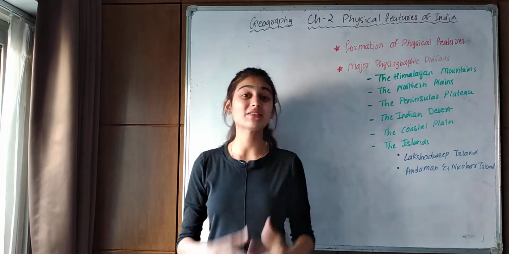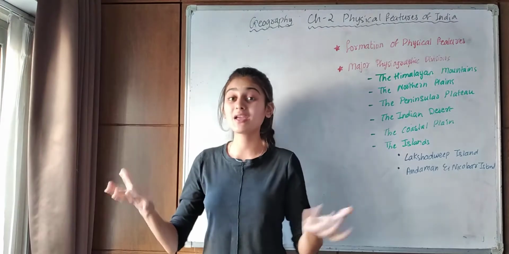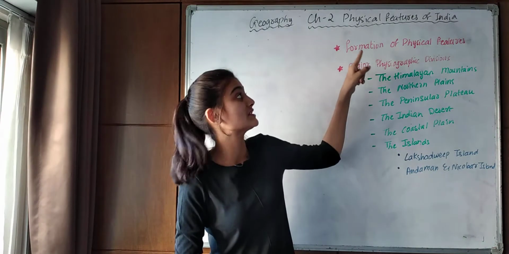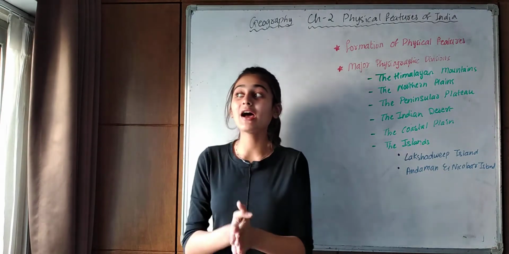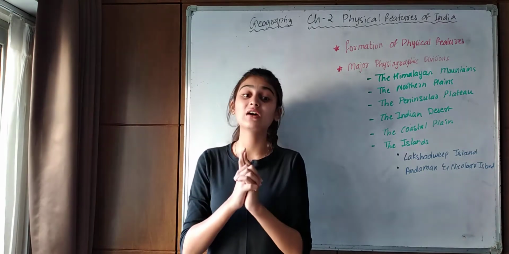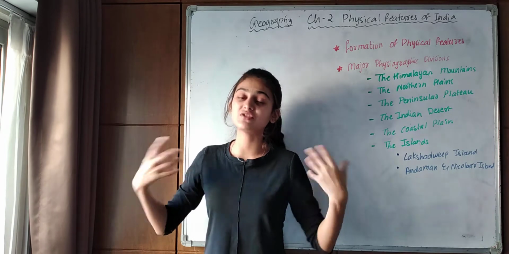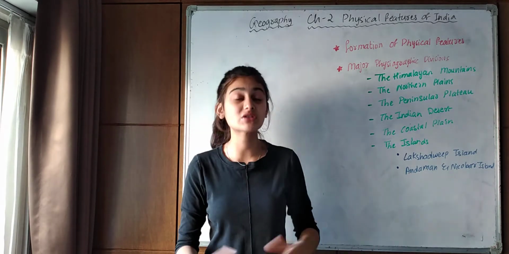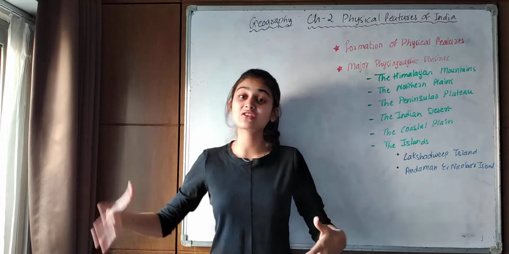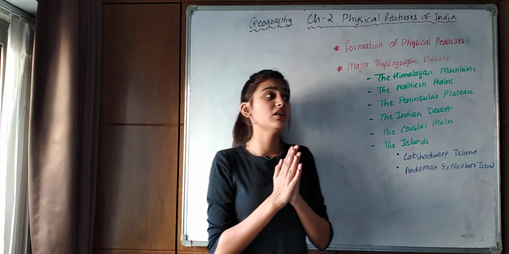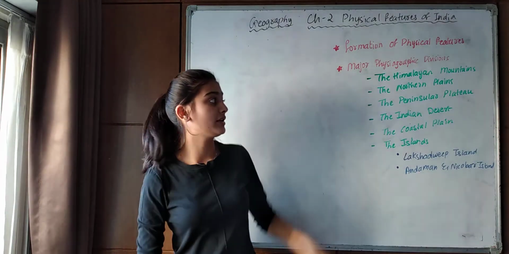So after knowing that about India's size and location, we are going to learn about India's physical features. Now, starting with India's physiographic divisions, first we need to know how these divisions formed. Along with the formation of these divisions, I am going to say the features of these divisions. So, firstly, let's talk about the Himalayan mountains.